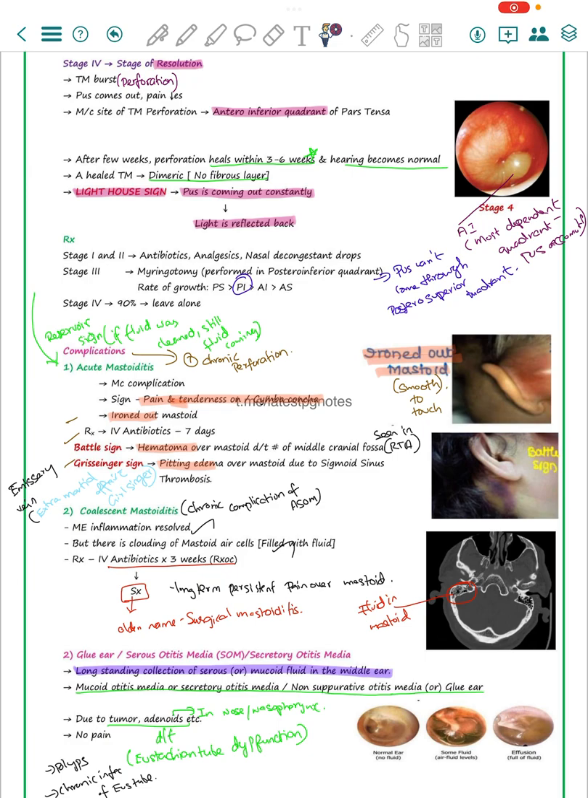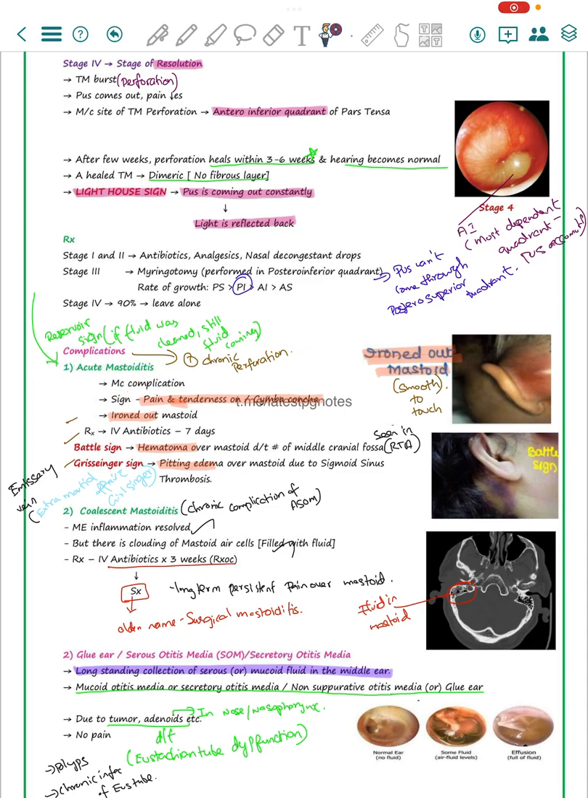The infection of the middle layer spreads to the mastoid. It is the most common complication. Sometimes this perforation heals, but in some cases it does not heal and produces chronic perforation. That is one of the complications. Another complication is acute mastoiditis.